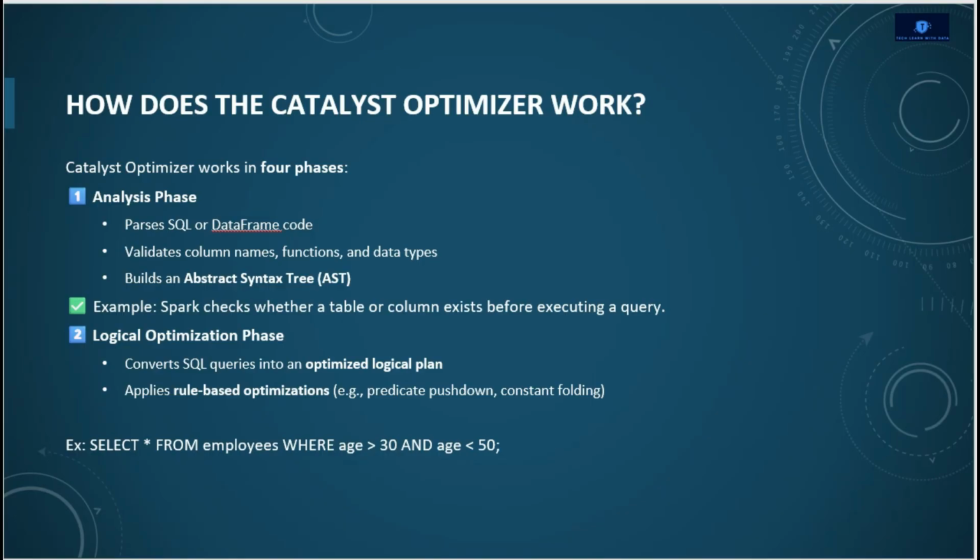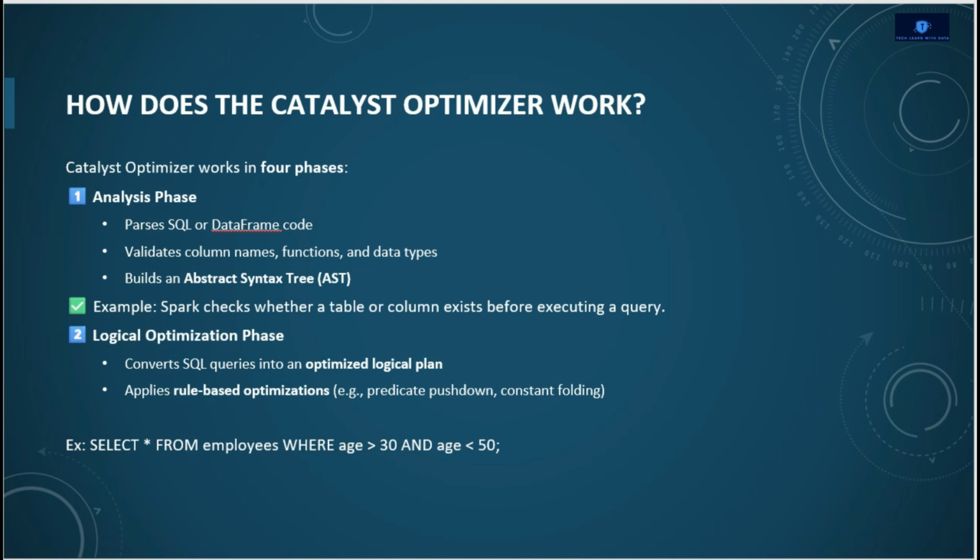The second one is the logical optimization phase. It converts SQL queries into an optimized logical plan, based on rule-based optimization such as predicate pushdown and constant folding. For example, if you have a query, select star from employees where age is greater than 30 and age is less than 50, it pushes the filter down to the rows. Once we get the data after the filter, we only have the filtered data for the transformation.